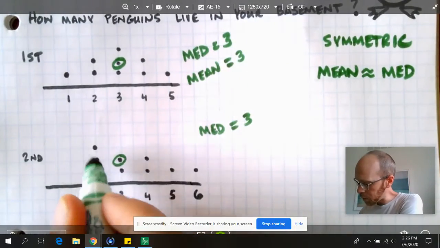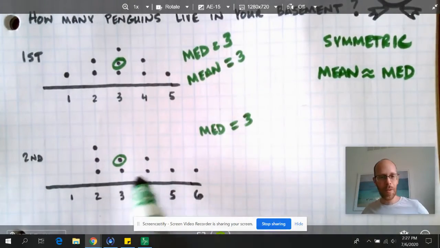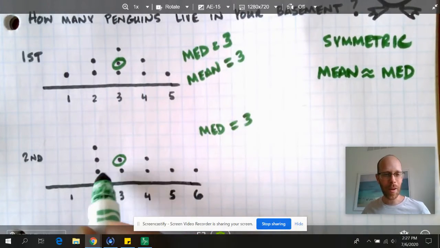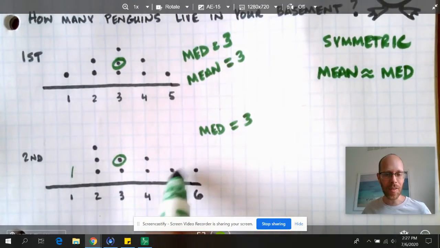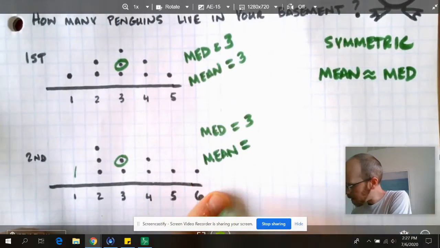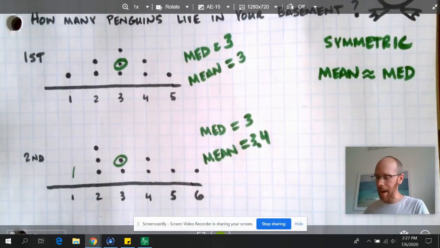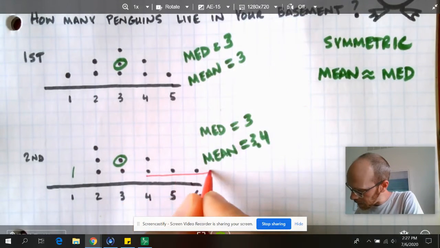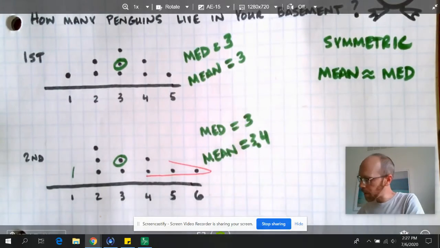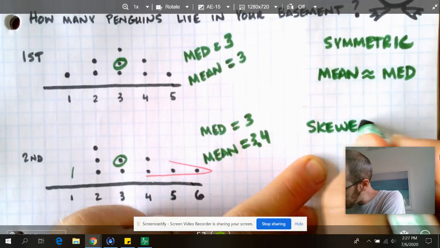Well, if we did 2 plus 2 plus 2 plus 3 plus 3 plus 4 plus 4 plus 5 plus 6, notice that even though we have the same number of values as above, on average, they're a little bit larger, right? We don't have any 1s, and we've got like a 6 over here. So the mean ends up being 3.4. Now, if you look at this graph, you'll notice that it has this tail over here on the right. And if it has a tail on the right, we know that that means it is skewed to the right.